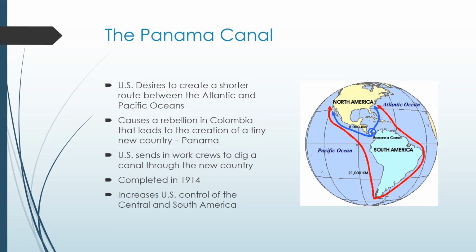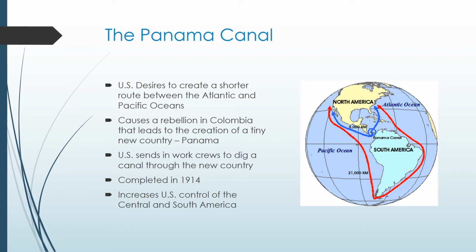And at first, Panama is controlled by a South American country called Colombia, and Colombia refuses to allow the United States to dig a canal through Panama. So what the United States does is cause a rebellion in Colombia. They back a bunch of rebels in Panama. Panama breaks away. The United States recognizes this little country, and the new country of Panama forms. So the United States causes a rebellion in order to get its canal. They then send in work crews to dig a canal.